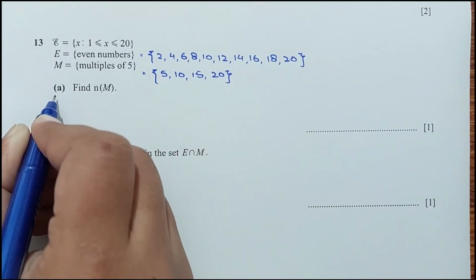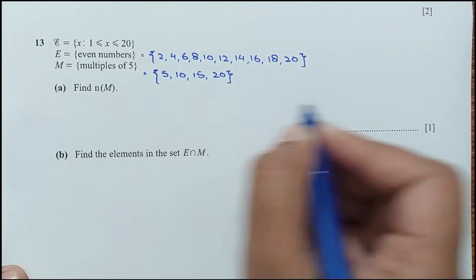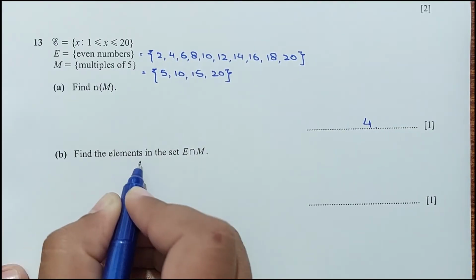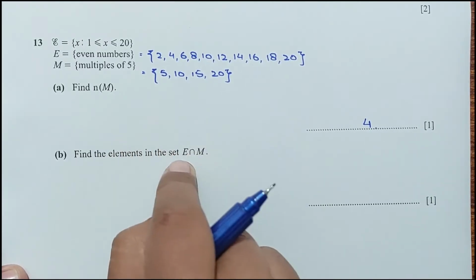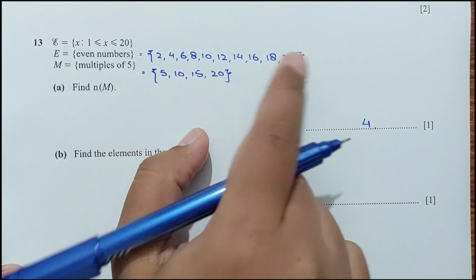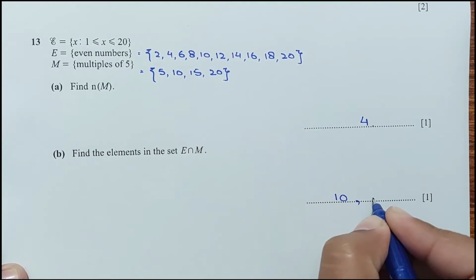Now part A, find the number of elements in M. The set M has 4 elements. Now for part B, find the elements in the set E intersection M. So E and M, their intersection: 10 is common and 20 is common. So these are the 2 elements, 10 and 20, in the intersection.